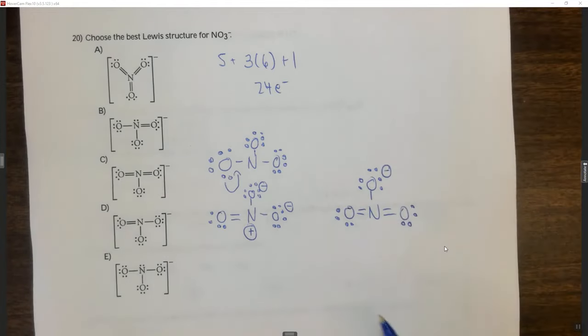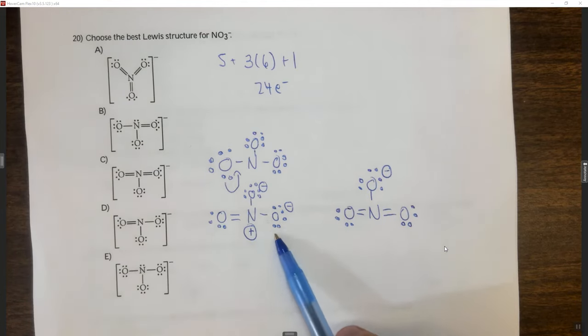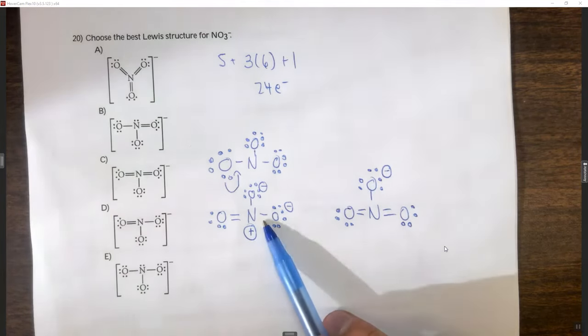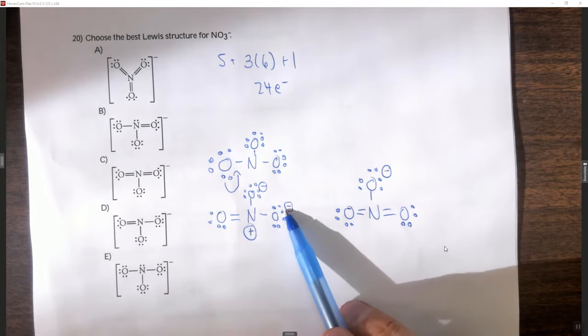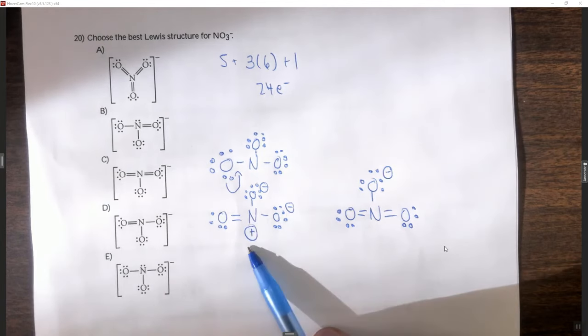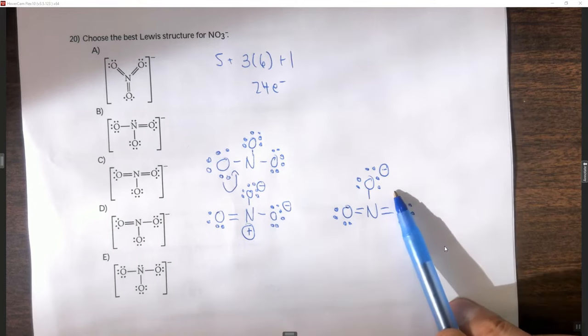So if we look here, this becomes neutral because we've essentially taken an electron away. By taking a lone pair and making it into a bond, now only one of them formally belongs to oxygen and one formally belongs to nitrogen. Specifically, we've taken an electron away from this and we've added an electron to this. So the question becomes, is this the best Lewis structure or is this the best Lewis structure?